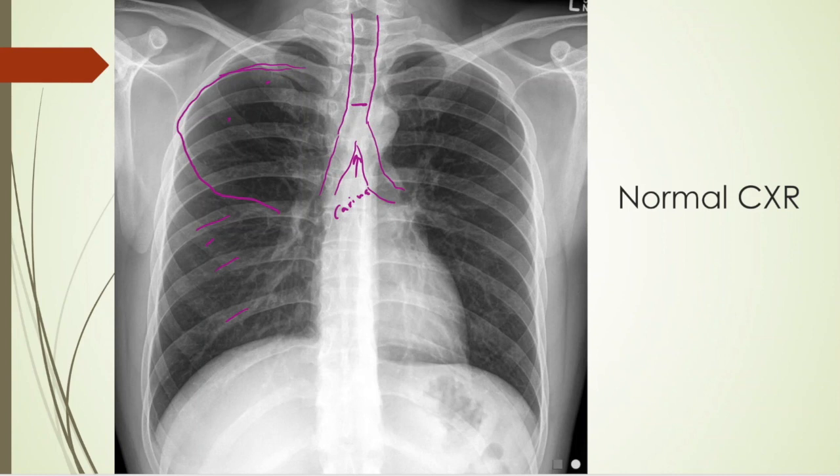C, cardiac silhouette. Come down here, check the silhouette. You can see the silhouette nice and clear. Nothing's obscuring it. Looks good. Heart's normal size.